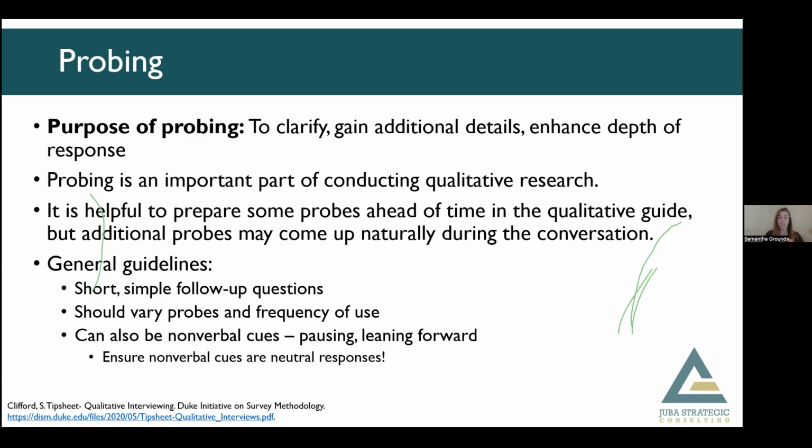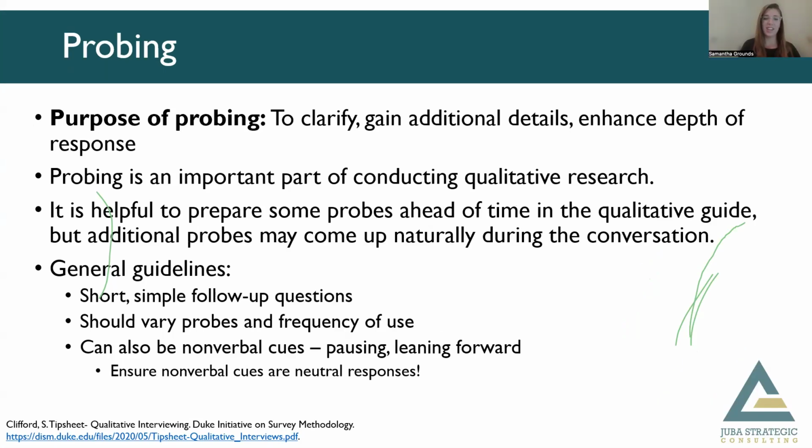But a few guidelines around probes. Often they're very short, simple follow-up questions. Again, clarifying questions that help us to gain more details on a response. And it's also important to vary the probes that you use and the frequency of use. This means that you don't want to keep asking the same follow-up question to every response, but just keep it natural. And try to have a natural conversation.